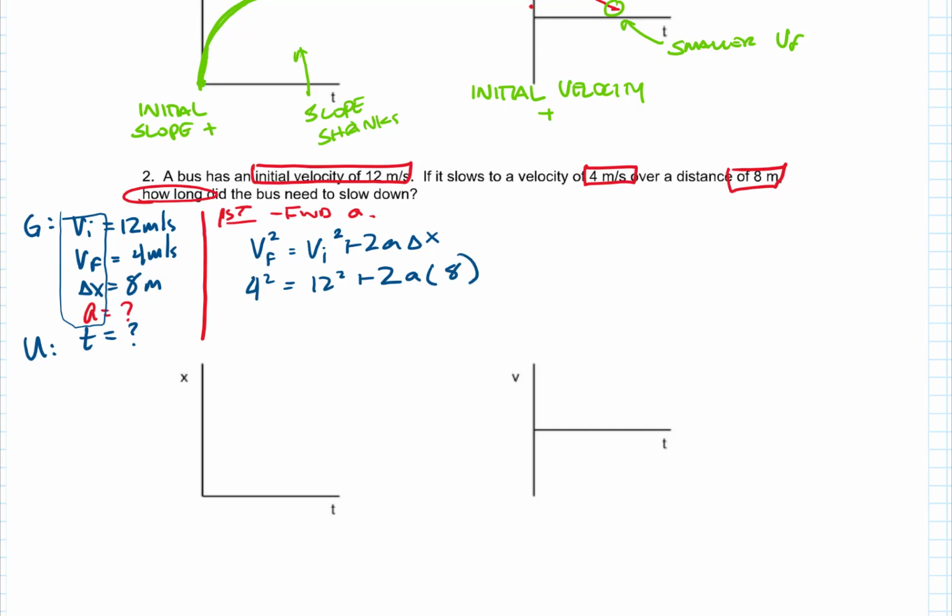So if we multiply all of our numbers out, I get 16 is equal to 144 plus 16a. So I'm going to subtract 144 from both sides. Actually, I'll tell you what, we'll rewrite this. Or just rewrite that whole line. 16 is equal to 144 plus 16a. So subtract 144 from both sides.